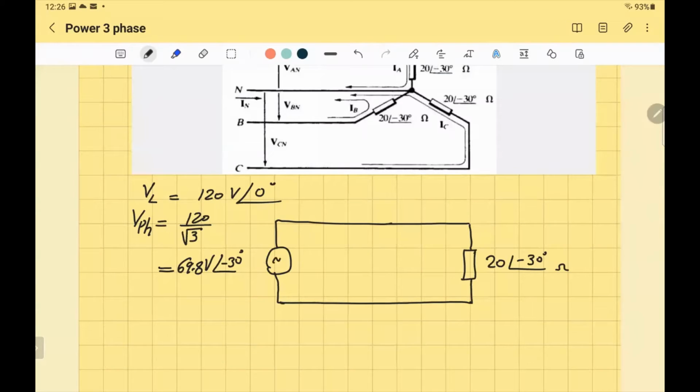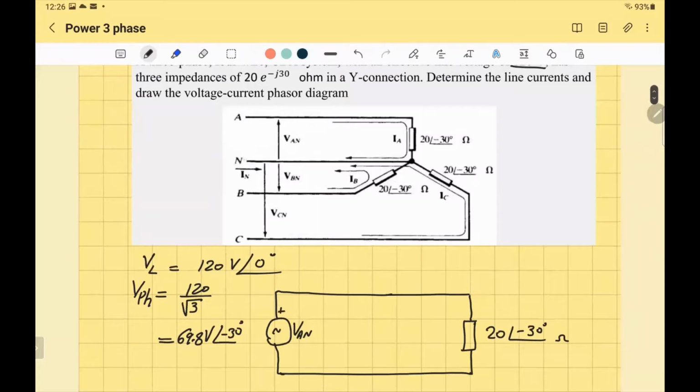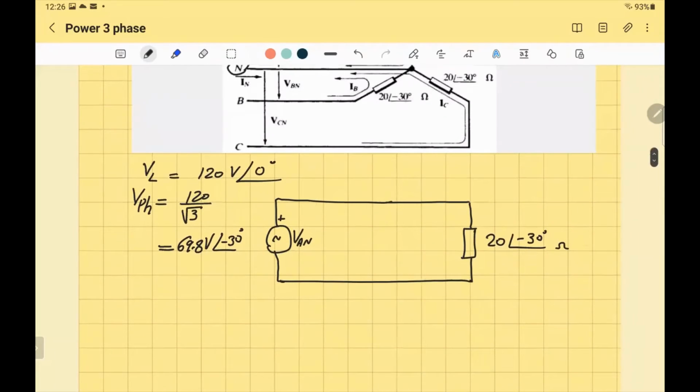So you will say that's the voltage AN. Why am I saying AN? Because you're taking one phase and that's your N here, the neutral, connecting all the end parts of the source. And that's equal to 69.8 angle negative 30 volts. And you've got the impedance and you need to find the current, IA.